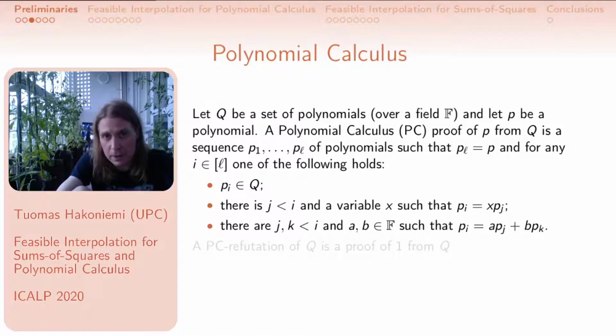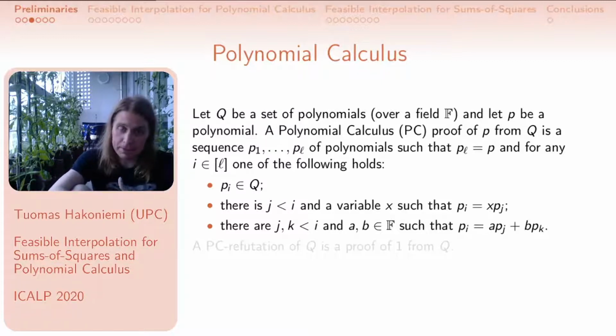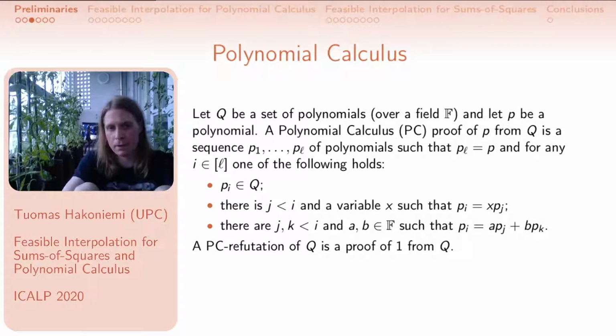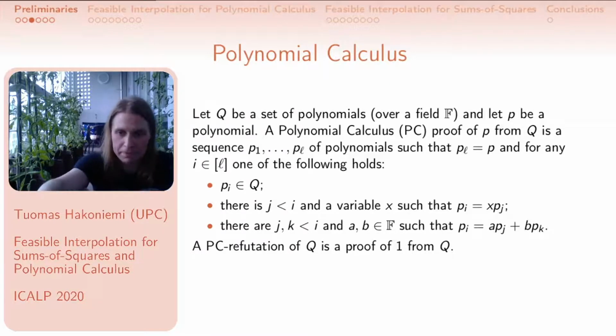So a proof is a certificate that polynomial P is in the ideal generated by Q. And thus we call a proof of constant polynomial 1 from Q a polynomial calculus refutation of Q, since this shows that there are no common roots of Q even in the algebraic closure of F. Do note that here we do not assume the presence of Boolean axioms, and we work in this more general context for polynomial calculus.